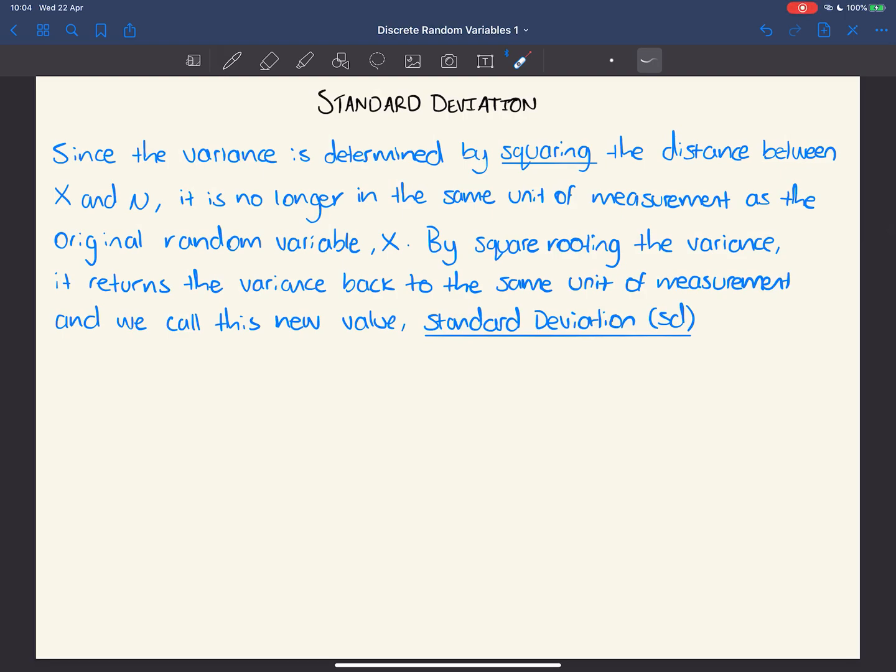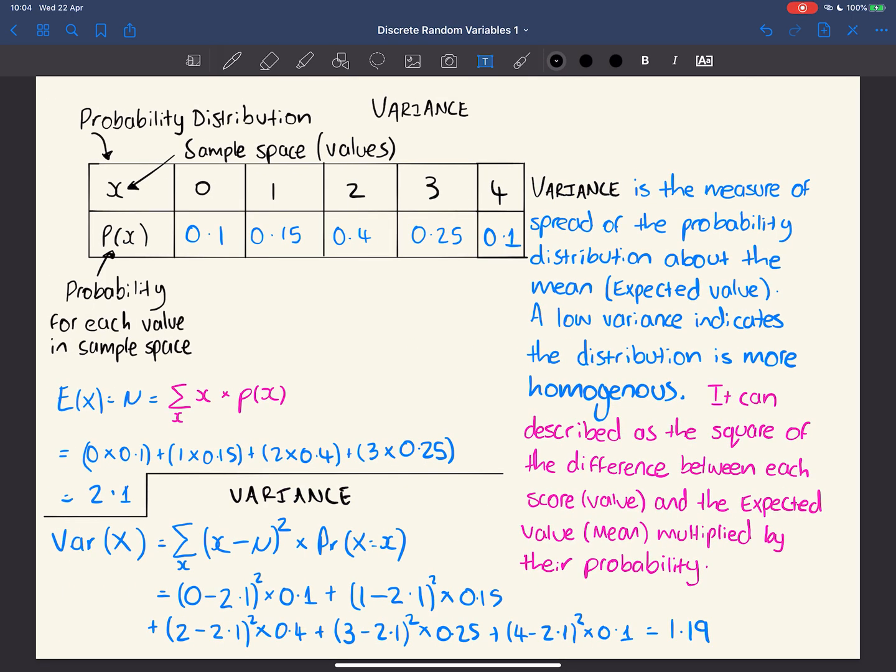Okay, this next video is on standard deviation. In our last video, we looked at variance. Variance being the measure of spread, all right, the probability distribution about the mean. So how far are each of these values, on average, relative to their probability? How far are they away from the mean, right?